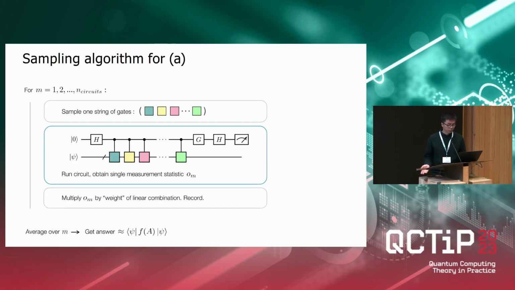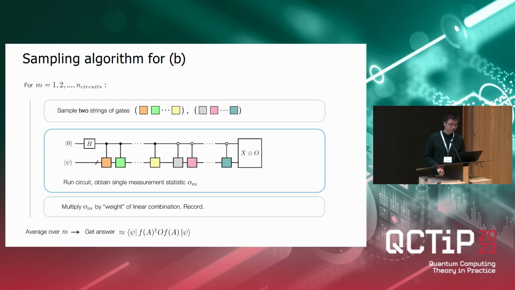So what the algorithm will look like is something like this. We'll have a routine that will repeat many times. And each time we'll simply sample one string of gates from a probabilistic distribution. We'll run a Hadamard test with this controlled. We'll collect a single measurement statistic, multiply this by some number, repeat, average, and then it turns out this will give us the quantity that we want.